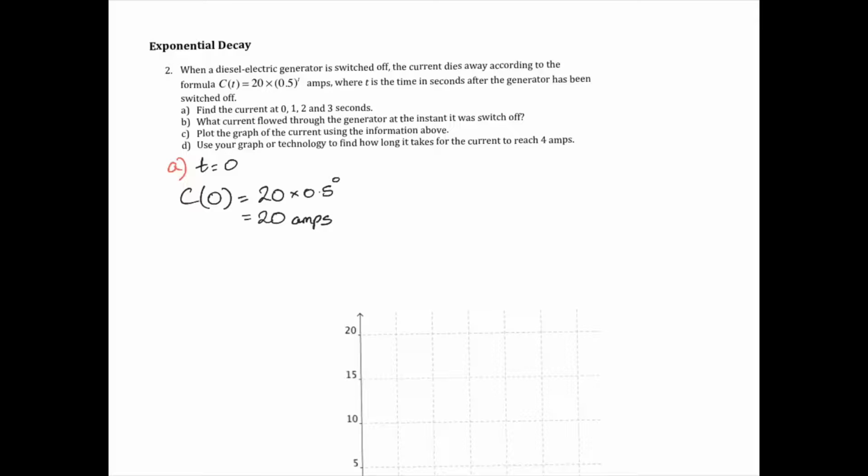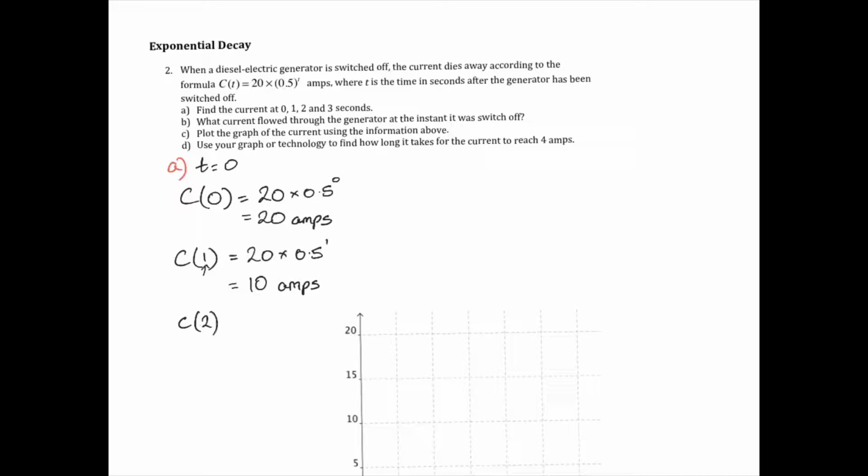When t is 1, instead of writing t equals 1, I can just write C(1), because the value in there tells me that t is 1. That becomes 20 times 0.5 to the 1, so it's just half of 20, which is 10 amps.